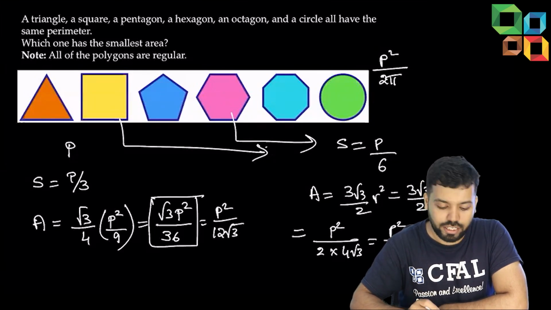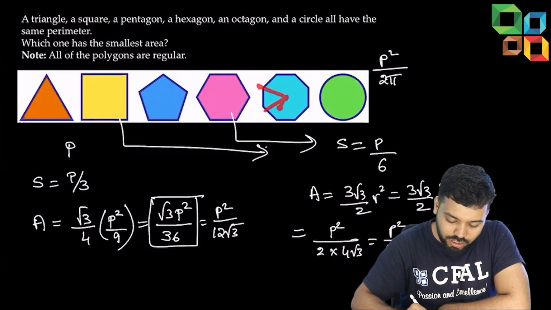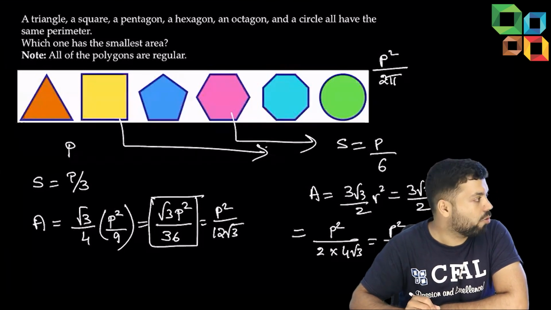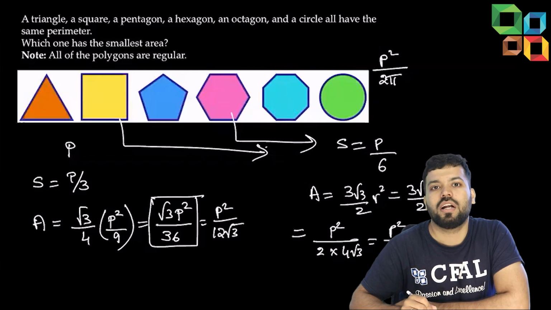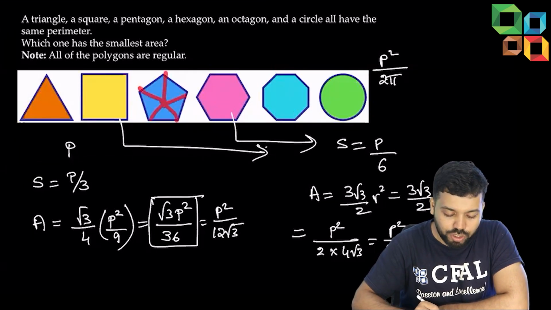Now those who are interested in finding the area of a pentagon and this octagon, you can apply trigonometry and you can get the area. Try this tomorrow and let me know. If you don't get it, I'll prove this in the next class.